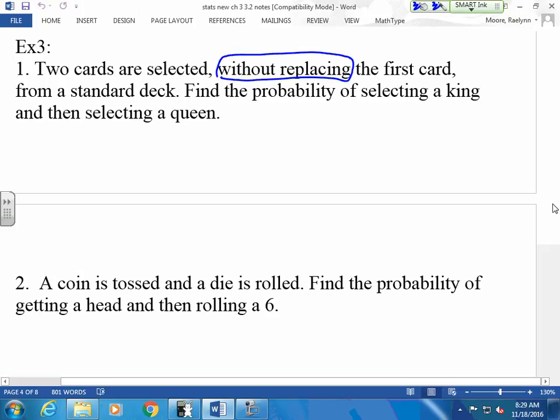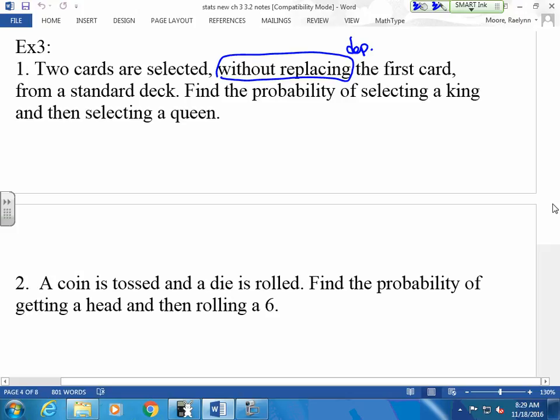If I do not replace, am I dependent or independent? I am dependent, because doesn't it depend on what I'm holding in my hand? What happens next? If I pull out a king and I hold it in my hand, how many cards are left? 51. And how many kings are left? 3 left. So you're not going to get a 4 out of 52 chance again of pulling a king.